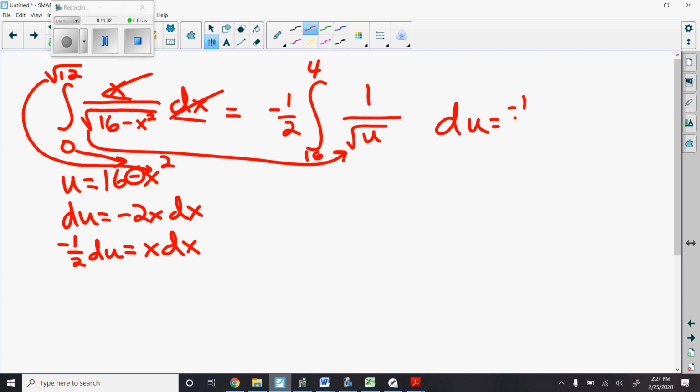Again, here's what I have. I have negative half. I'm going to rewrite this. Again, I made it an easier integral. It's still not a super easy integral. That square root of u I'm going to write as u to the half, but it's also in the denominator, so when I move it up, it becomes u to the negative half.